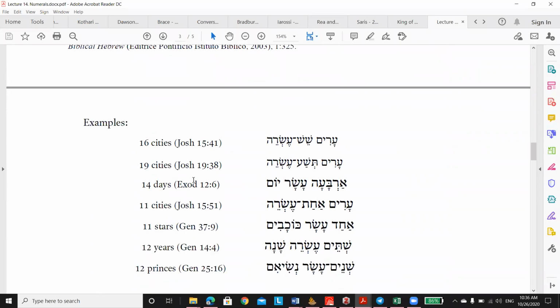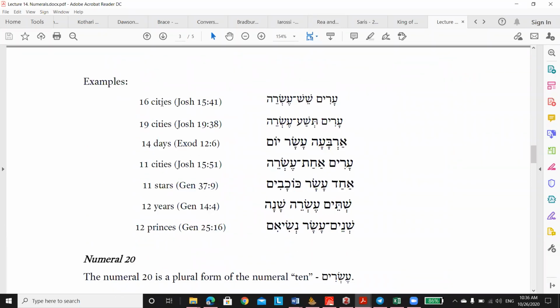So let us see several examples. For example, 16 cities. You remember that city is feminine, although it has a masculine form. So Arim and Shesh, 6, should be of opposite gender. And Asar or Esre should be of the same gender as the noun. Because Arim is feminine, Esre also should be feminine. And Shesh should be of the opposite gender, so it should be masculine. So it would be Shesh Esre Arim.